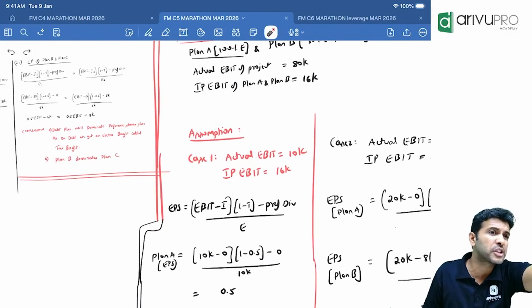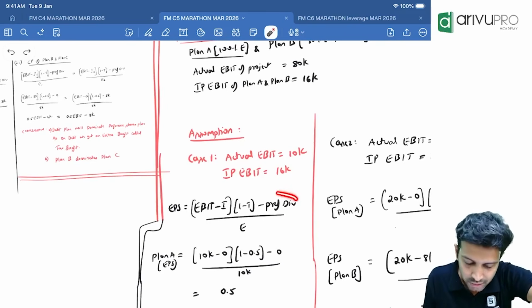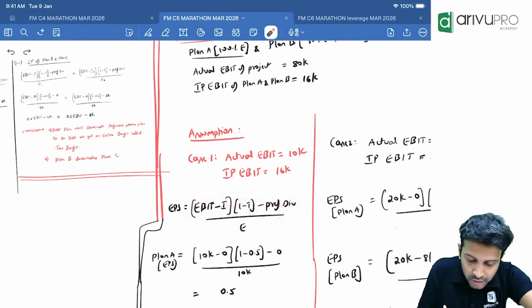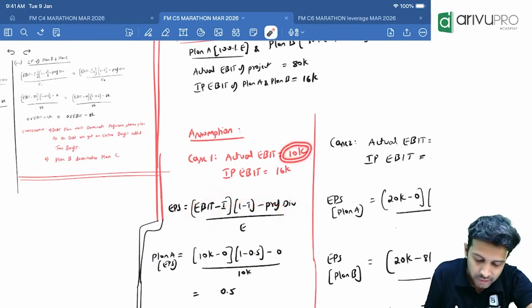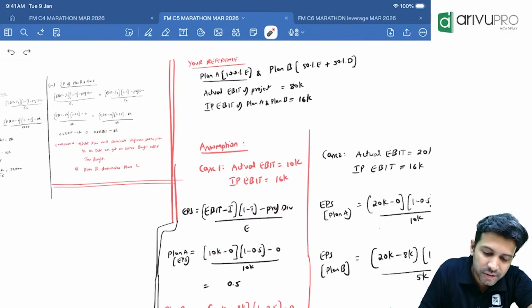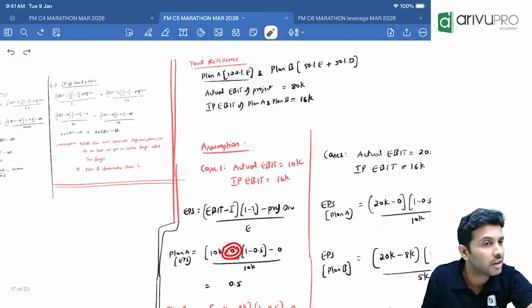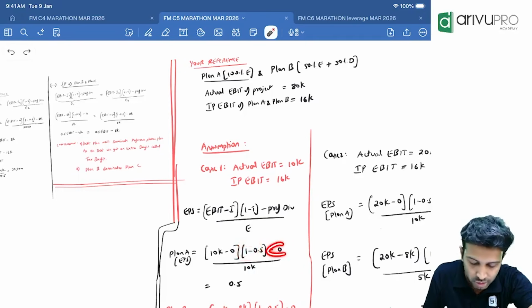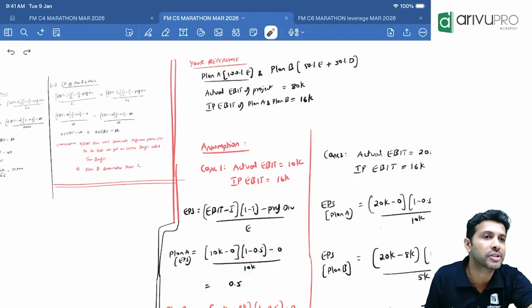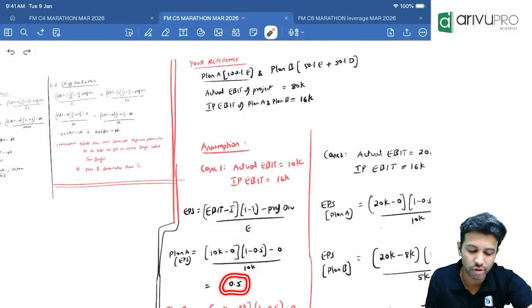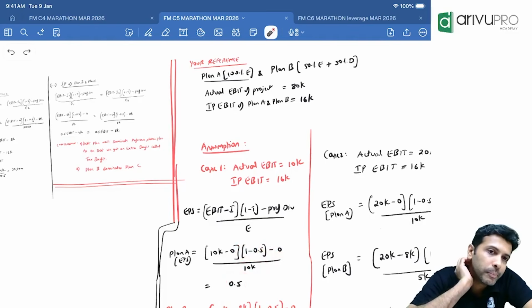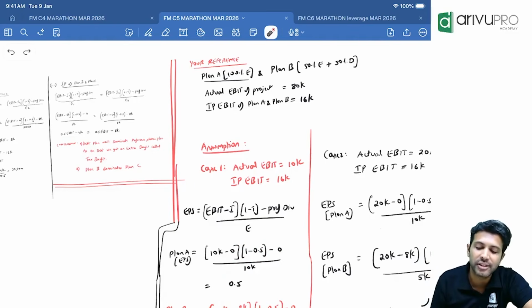I don't want to start from the beginning. We'll use the indifference point EPS formula. What is the EPS formula? This. What is the actual project EBIT I've taken? 10,000. First plan is 100% equity. Will it have any interest? No. Into 1 minus tax rate. There's no preference dividend. How much is the number of equity shares? 10,000. How much EPS did you get? 0.5. Any problem? Calculate for plan C.